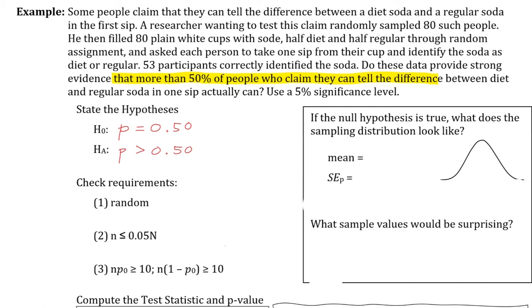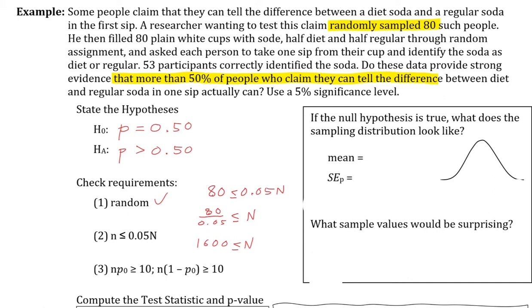When we check the requirements, we note that the statement did say that we randomly selected 80 people, so we do have randomness. For the sample size being less than 5% of the population size, we can claim that since we are just using 80 people, which is likely less than 5% of all people. But if you want to calculate it out more specifically, we can find that 80 is less than 0.05 times capital N, divide 0.05 over, and show that 1600 has to be a lower limit for the population size, and there are many more people than that.